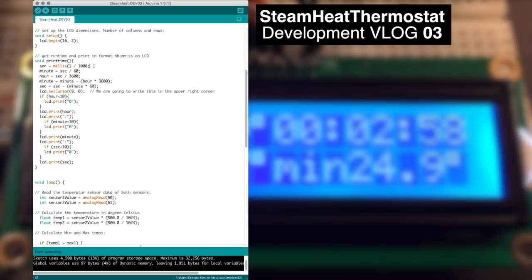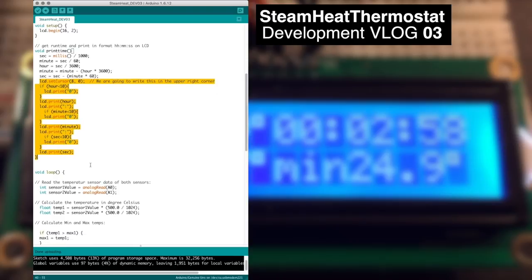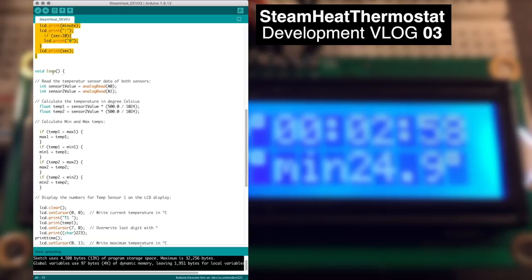So I get the milliseconds, divide them by 1000, so I have the seconds. Then I divide the seconds by 60, I have the minutes, and I divide the seconds by 3600, then I have the hours. Then I subtract the overlapping minutes there. So this is how it's done, and if you don't understand it, then don't worry about it. I set the cursor to 80, and then I print out in the format as you can see on the display there. Here's the main loop.